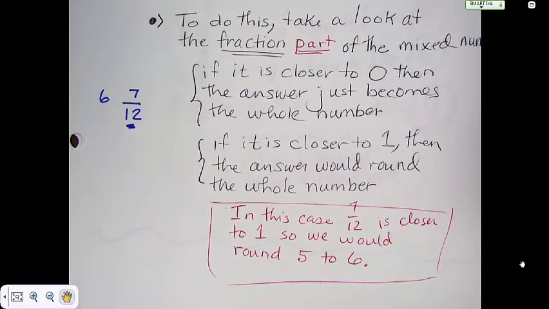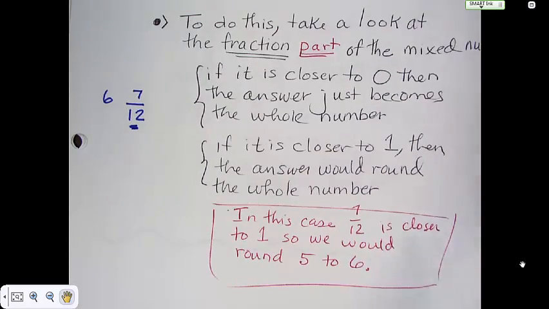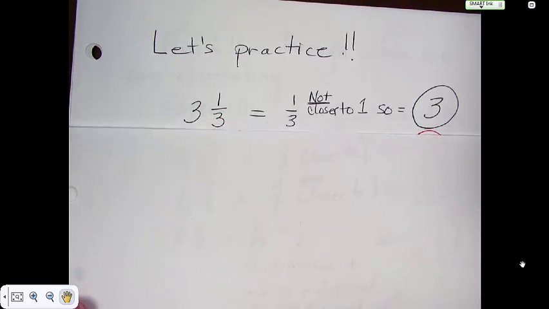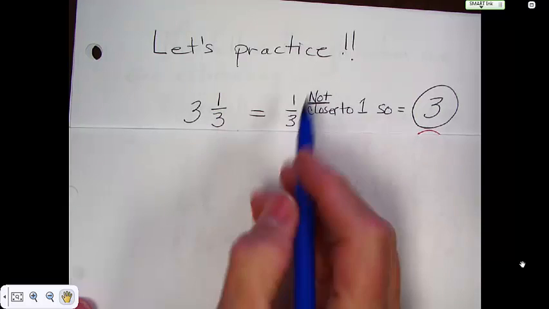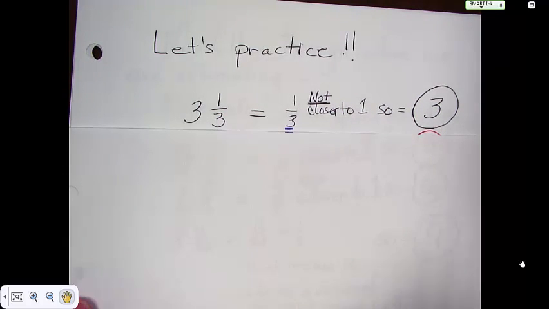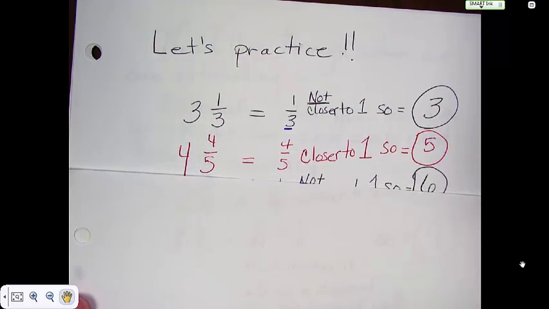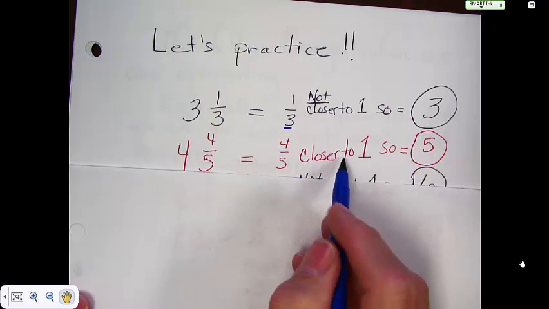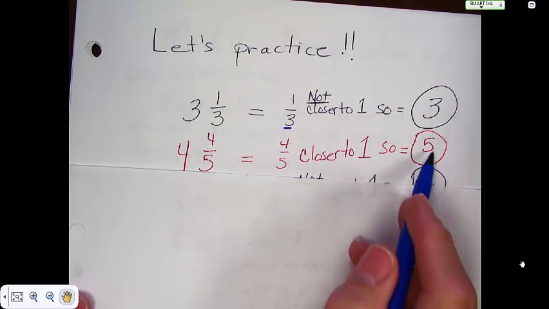Okay? It might be helpful to you, it might not, but quite a few of my students have said, yeah, that's the way we do it all the time. So we're going to practice just a little bit. 3 1/3. We look at 1/3. It is not closer to 1, so we're going to leave it as 3. 4 4/5. 4/5 is closer to 1, so we would move it up to 5.